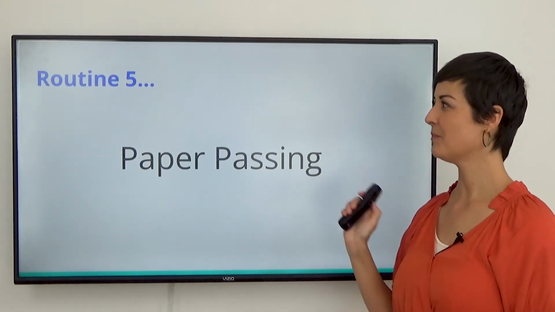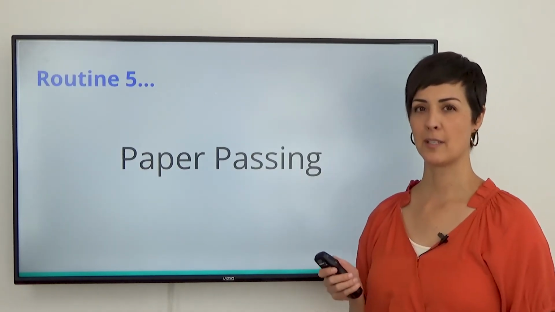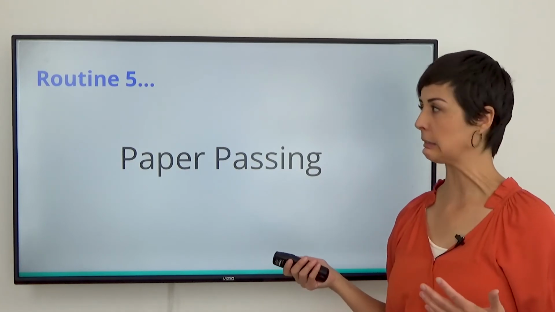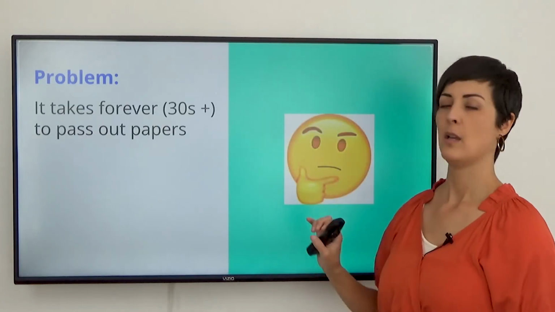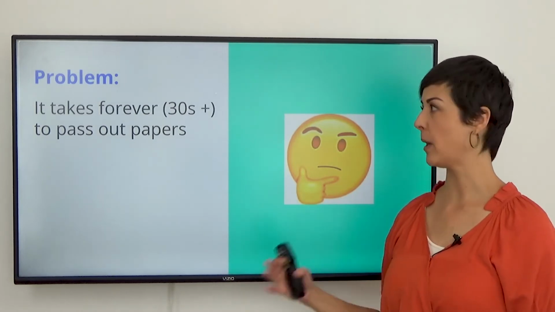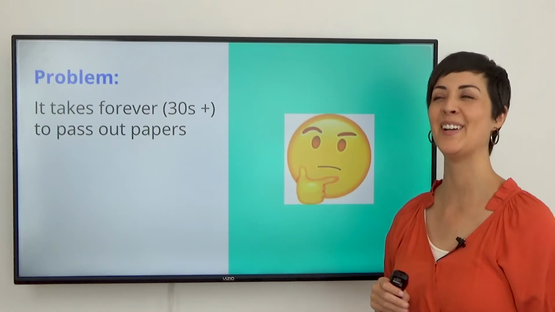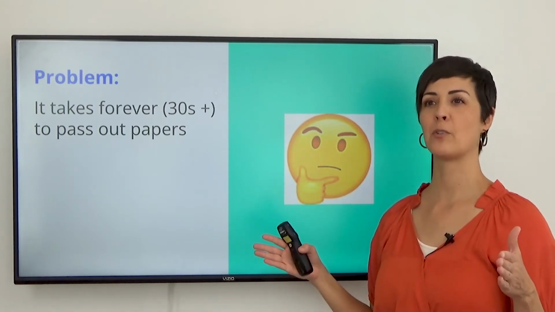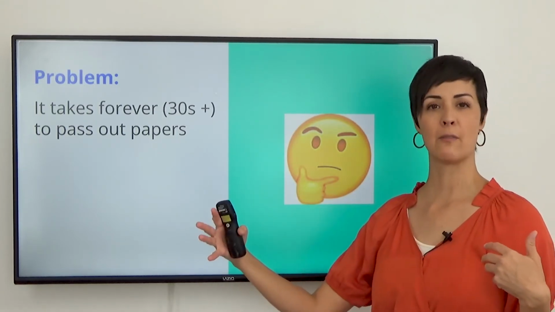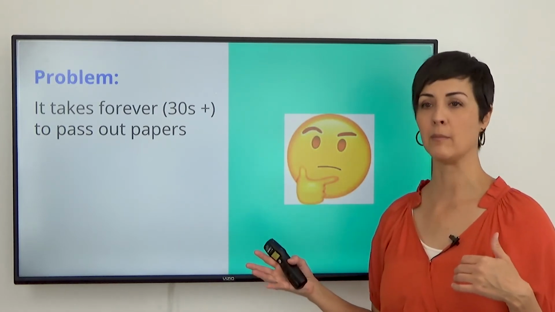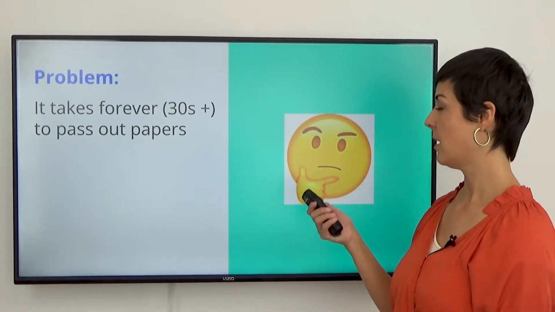Okay. The last routine that I often see creates problems for teachers is paper passing. Dun, dun, dun. The problem is that it takes forever to pass out papers. And I say forever is anything longer than 30 seconds. Because even in a large classroom, papers should be able to be distributed to every student in 30 seconds or less. So if it's taking longer than that, then that's probably too long.